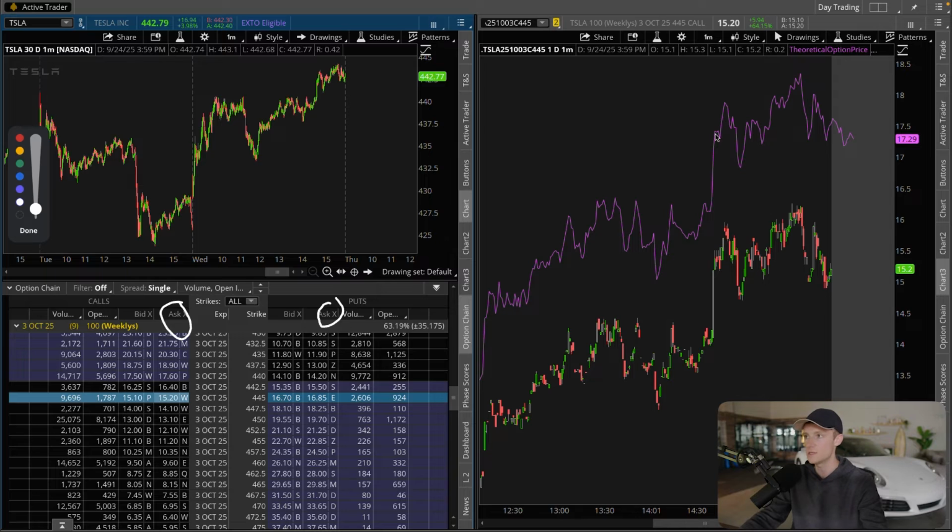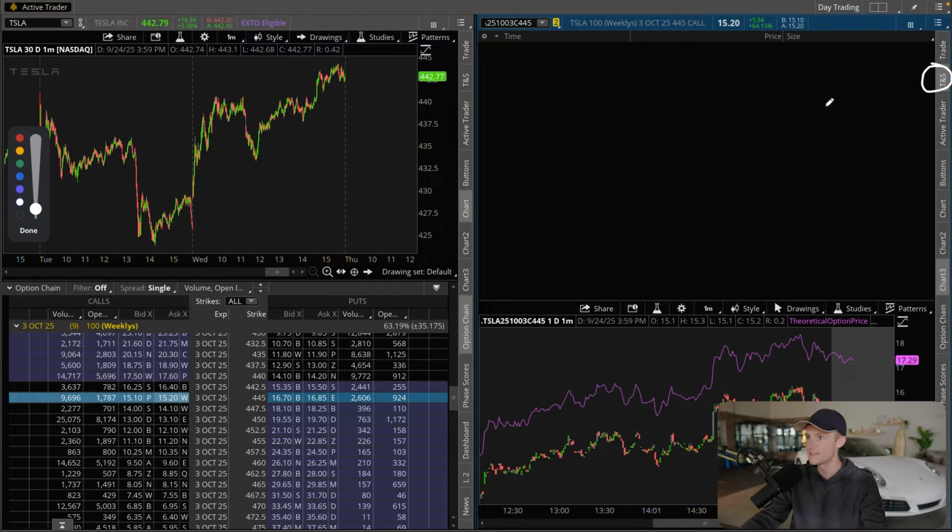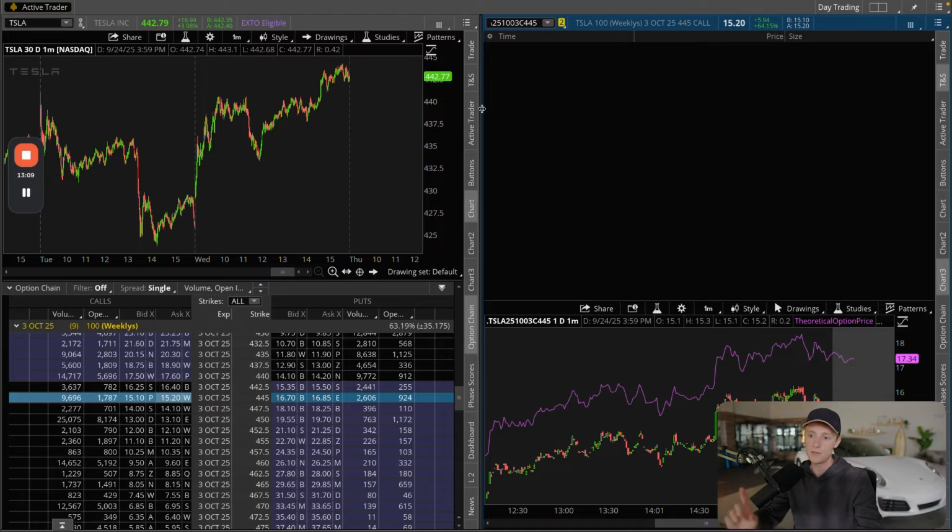Now, the market is closed, but when it's open, we're going to use the T and S. That means time and sales. So we're going to have the time, the price, and the size. So we're going to be able to see when those contracts are being bought and sold. And this is going to be super helpful, and this is something I do whenever I go to enter a trade. So let me show you what it would look like in a live scenario.